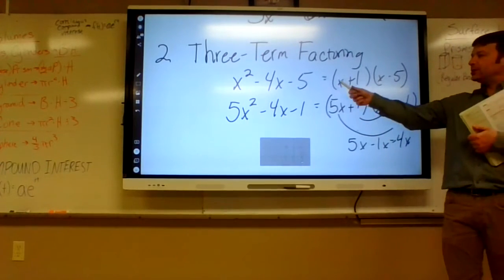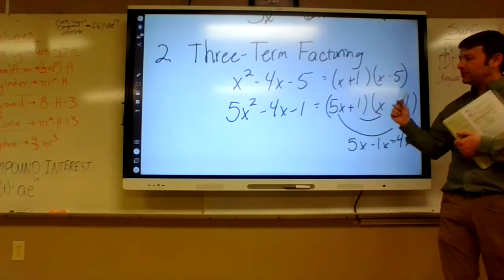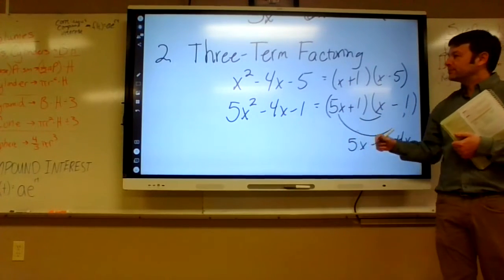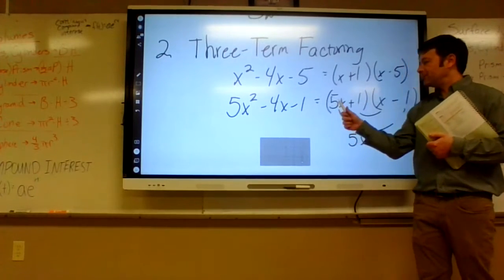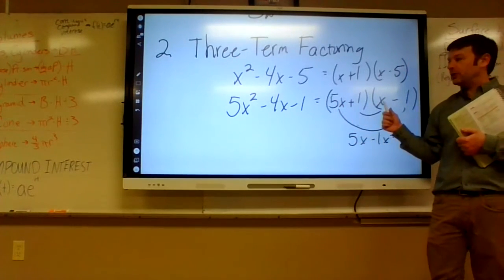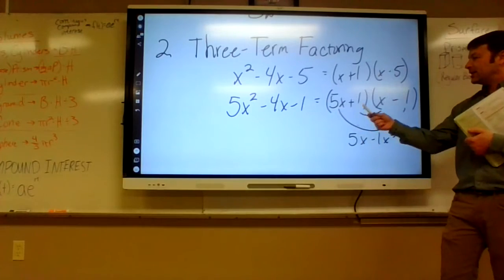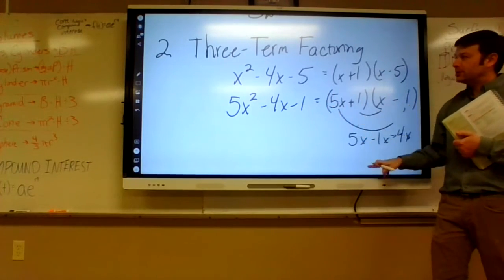So if you wanted to, you could always FOIL the whole thing. But we kind of already checked the middle term. We set it up so that the first term will automatically work. We set it up so the last will automatically work. So really we don't need to check the middle.